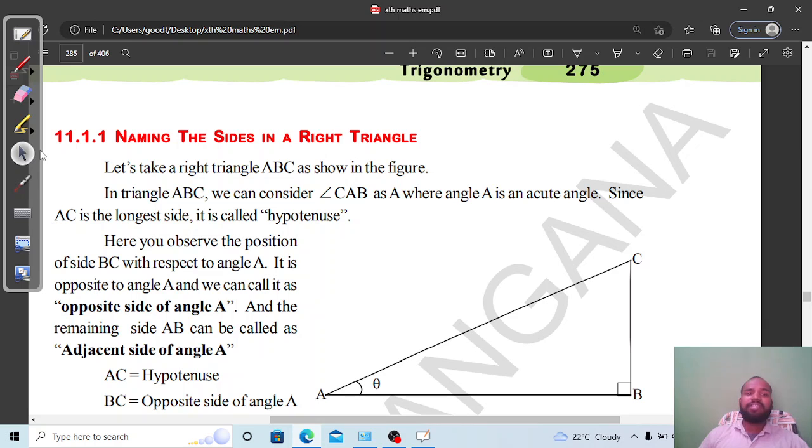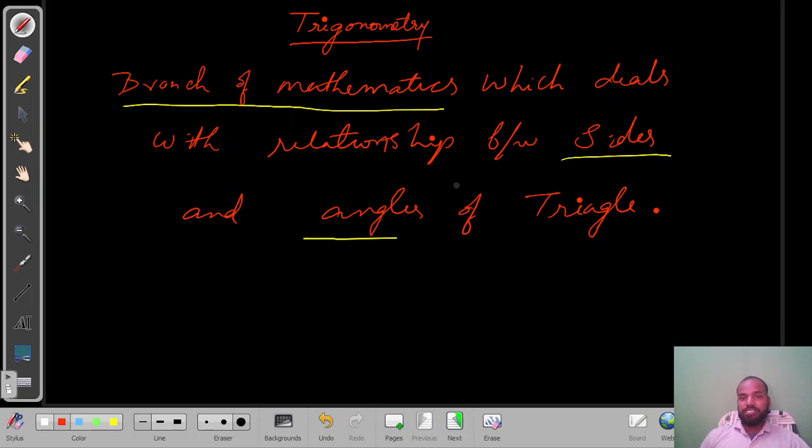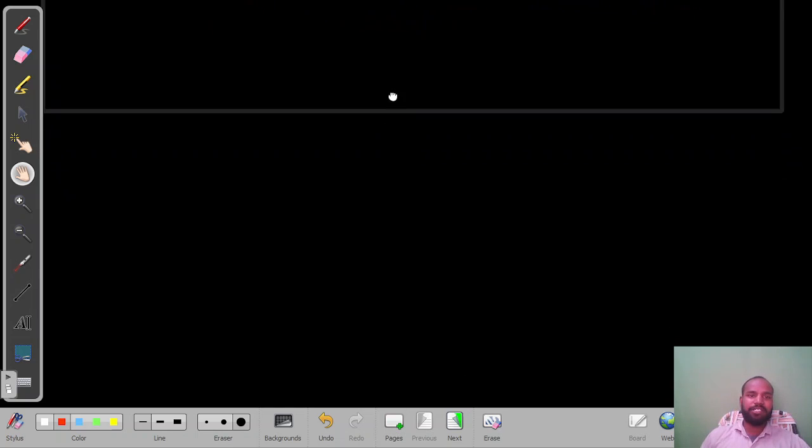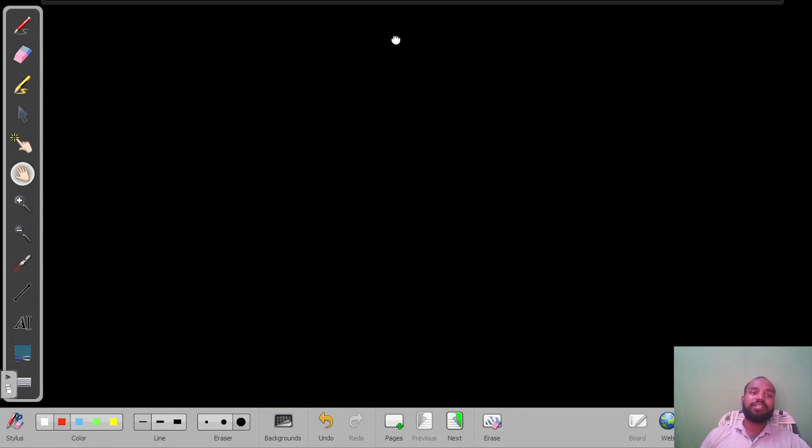naming the sides of a right angle triangle. It is very important how we name the triangle. So I am going to the workbook right now. See, this is completed, right? The basic definition introduction is completed. Now we are entering into the trigonometric ratios.